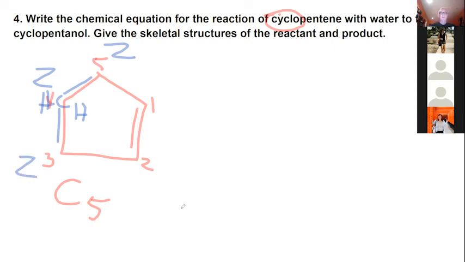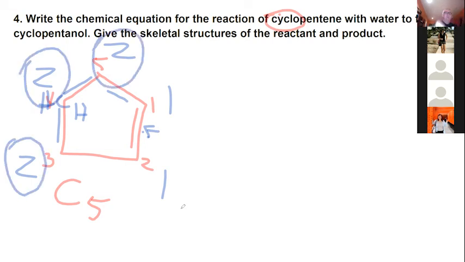What about carbons 1 and 2? How many bonds are they making? 3, right. There's 1 here, but there's 2 there. So they're each making 3 bonds. So how many hydrogens can they bond to? Just 1, right? 1 there, 1 there. So 2, 4, 6, 7, 8. So that's the formula for cyclopentene.